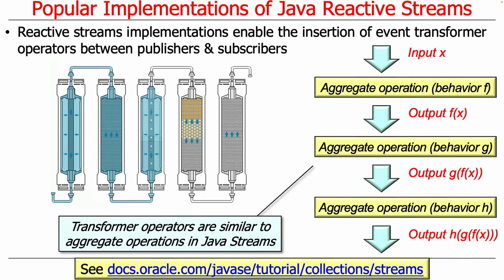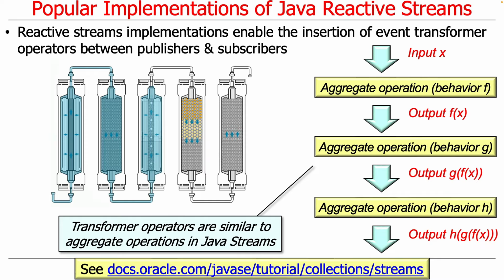I'll just say very briefly, the main difference between a Java stream and a reactive stream is Java streams are essentially sort of pull-based. The terminal operation at the end of the stream is what pulls the data from the source, or sources, through each of the intermediate operations to the terminal operation. So it's kind of a pull model.